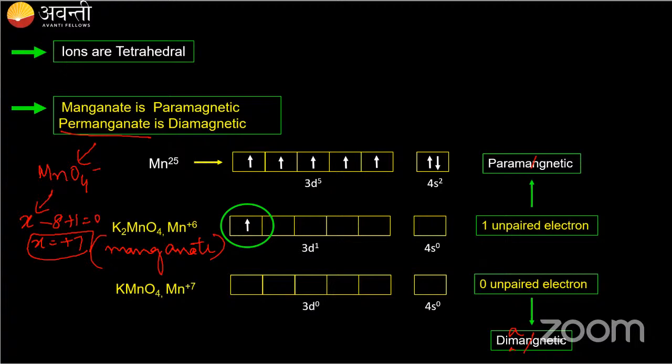This is the criteria which you have to follow for any type of ion, not only for these two. If you want to find out the paramagnetic or diamagnetic character, first find out the oxidation state and go with the process. Okay, fine. The next is the chemical properties. These are some of the very important general physical properties of these two ions. Now the next topic is the chemical properties of potassium permanganate.